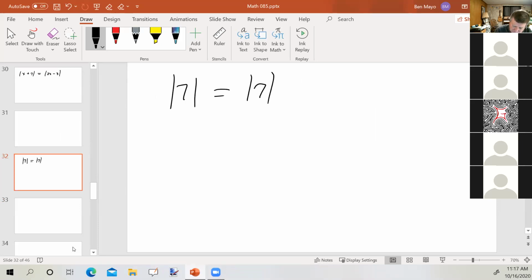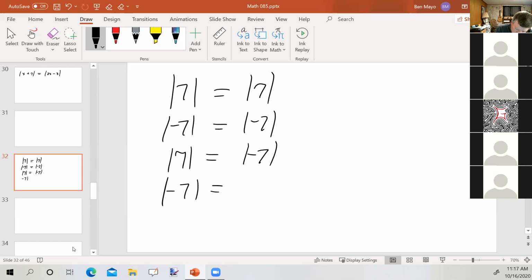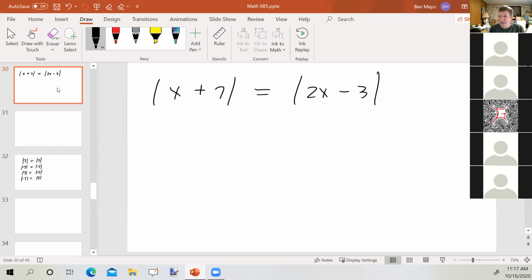Is that true? Looks true. Is that true? Same. Is that true? Yep. Is that true? Yes. No, it's hard to read. Those are all supposed to be 7. Sorry. I wasn't trying to trick you with my sloppy writing, but I did.